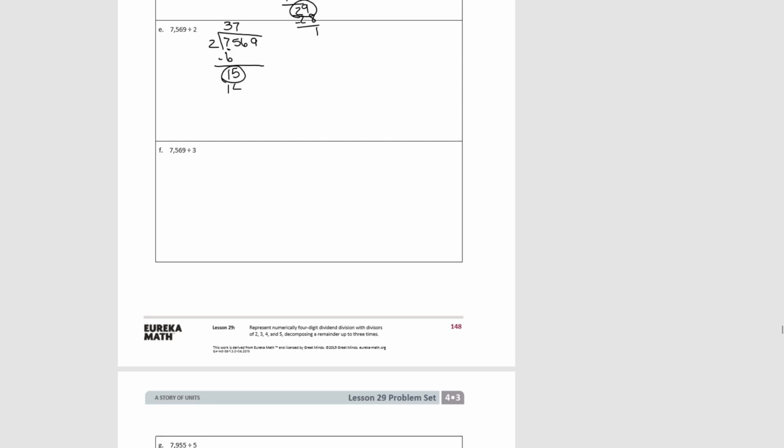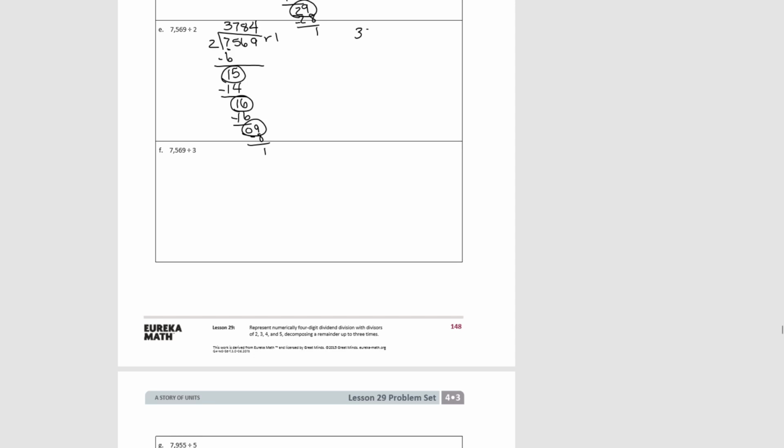7 times 2 is 14. We have 100 left. We'll decompose that into tens and add it to the 6 tens that are already there. So we can put 8 in each group. 8 times 2 is 16. We've used all the tens, but we have 9 ones. We can put 4 ones in each group and use 8. We have 1 left, which we can't divide equally among the 2 groups, so it becomes our remainder.